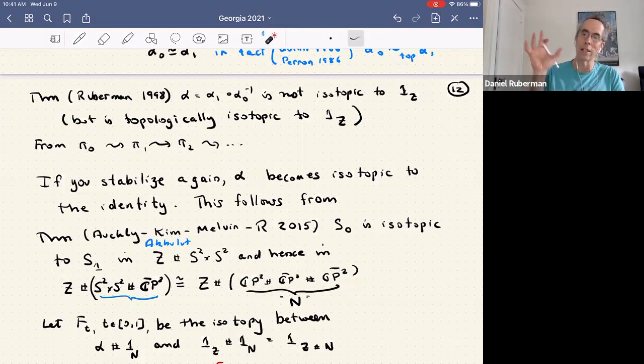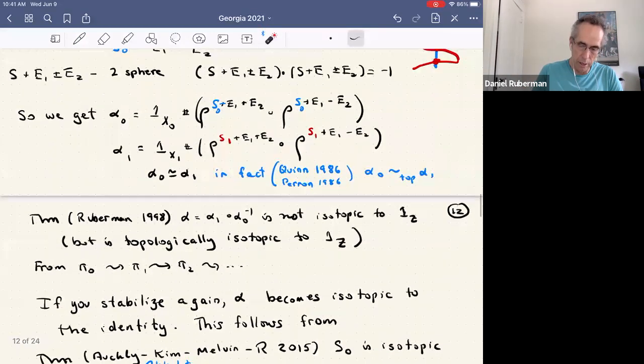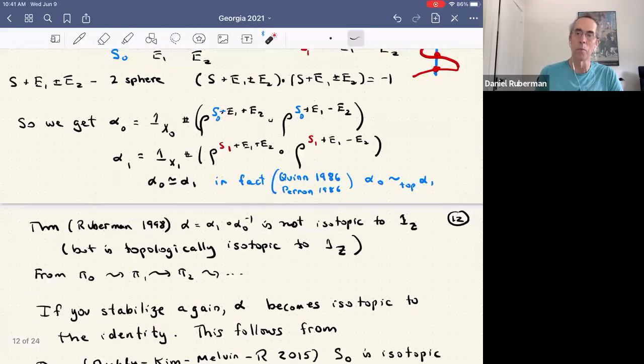So if you add this N, then S0 and S1 become isotopic. Okay, so that's a statement about the spheres. But since the diffeomorphisms are built out of those spheres, it follows that the corresponding diffeomorphisms are isotopic. So as you imagine moving the sphere S0 to S1 after adding one more copy of N, then you can actually do the reflections as you go along.